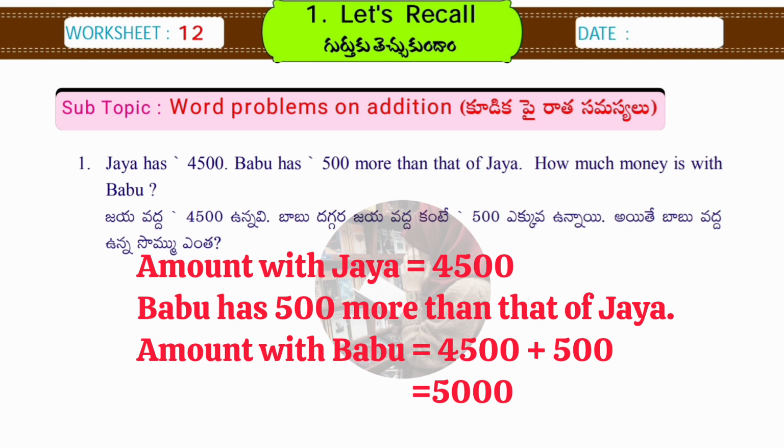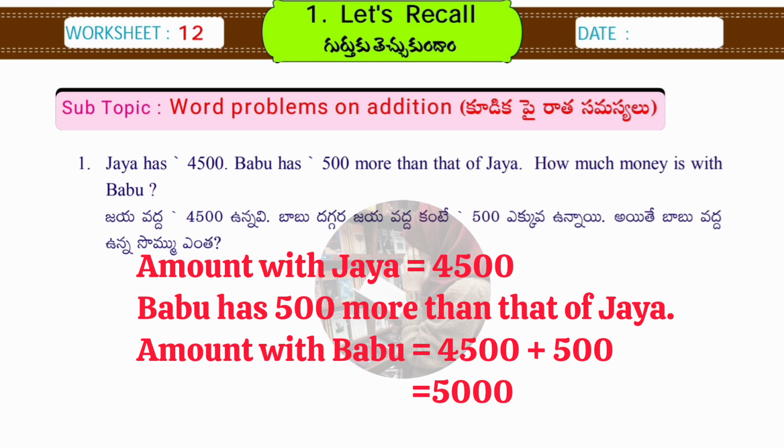Jaya has 4500 rupees. Okay, Babu has 500 more than that of Jaya. How much money is with Babu? Means here Jaya has only 4500, whereas Babu has 500 more than Jaya. Here 4500 plus 500, that much of money is there with Babu. Okay, so now we have to find out how much money is there with Babu. Here we have to do the addition.